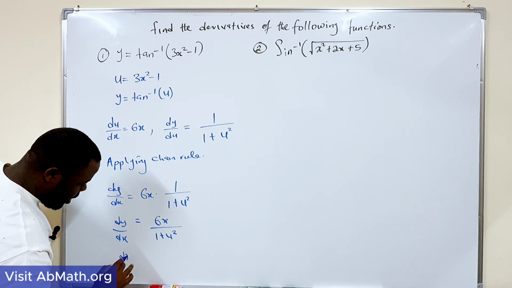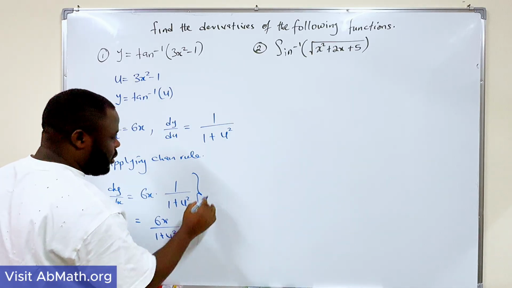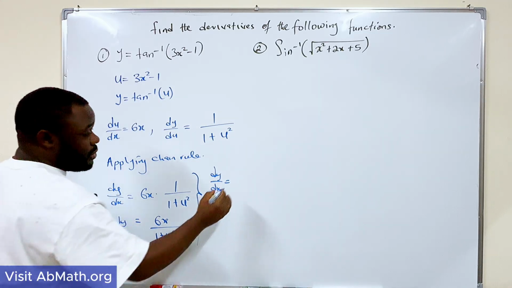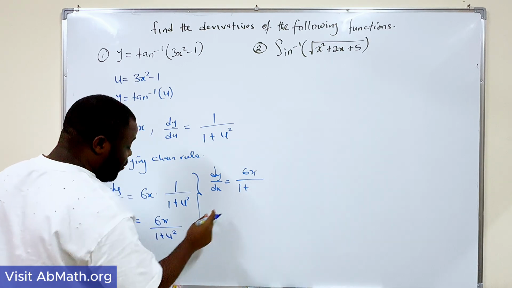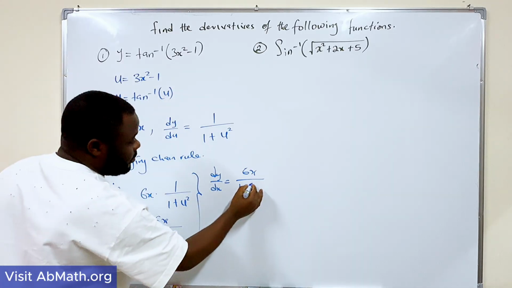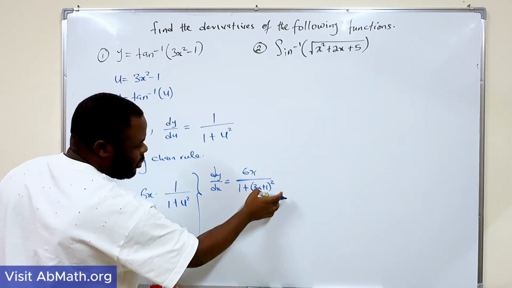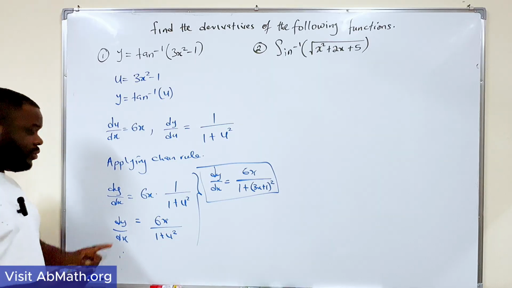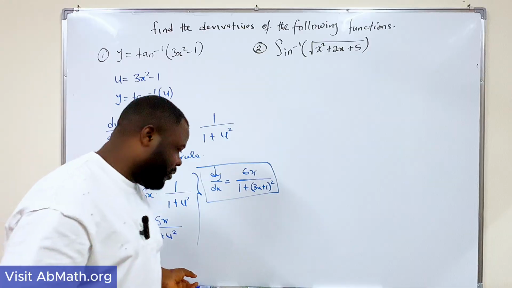So the last part, let me write it here. dy over dx will now be equal to 6x over 1 plus u squared. What is our u? u is 3x squared minus 1, squared, okay? So you can expand this if you want, but you can still leave it this way. It's not an issue. So that is how to find the derivative of an inverse function.